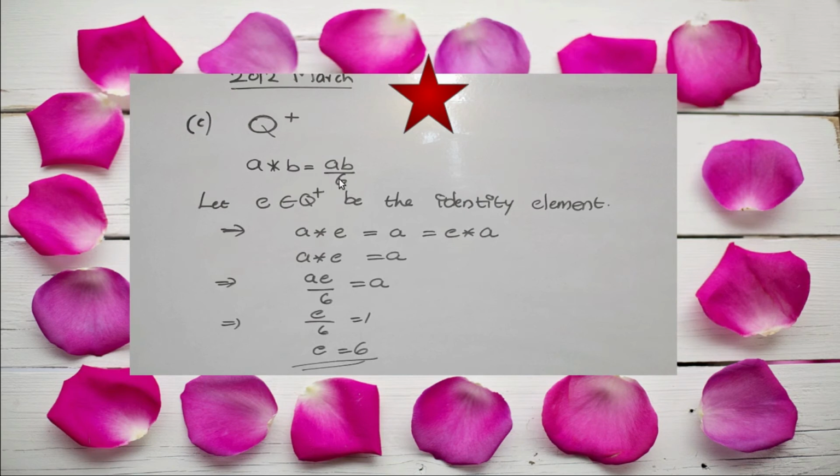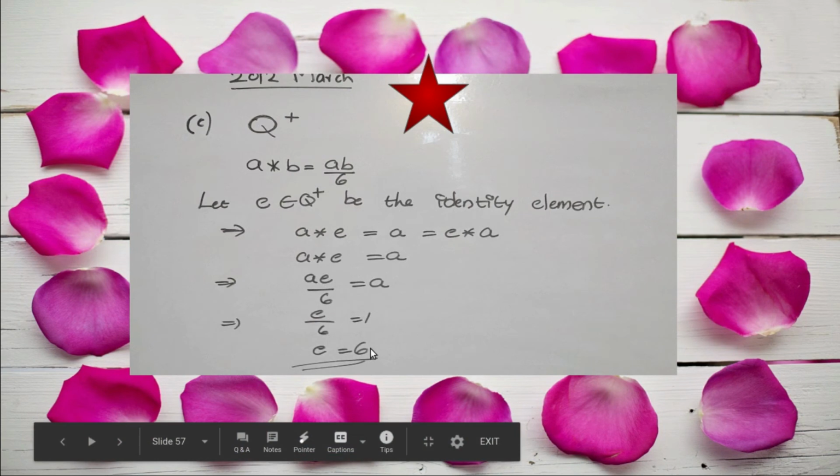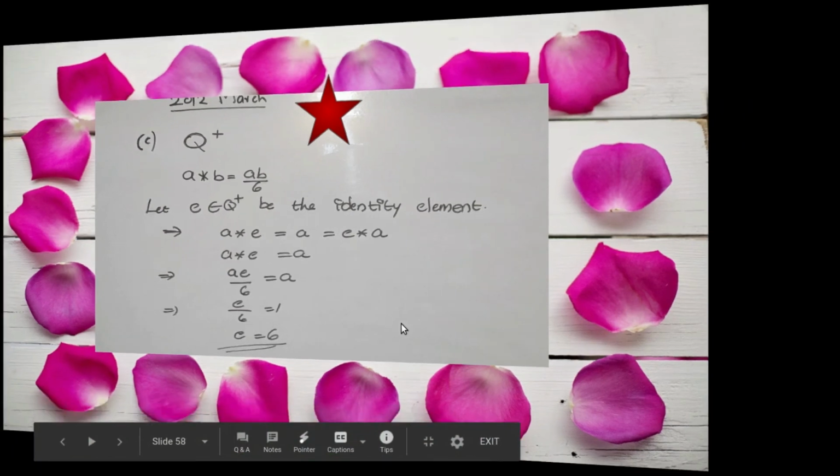Now here this operation is commutative, so since star is commutative, this equation is enough: A star E equal to A. Now A star E by definition is AE by 6. Now take this A to this side, A by A is 1. So we get E by 6 equal to 1. So E equal to 6 and this 6 belongs to Q plus. So E equal to 6 is the identity element.